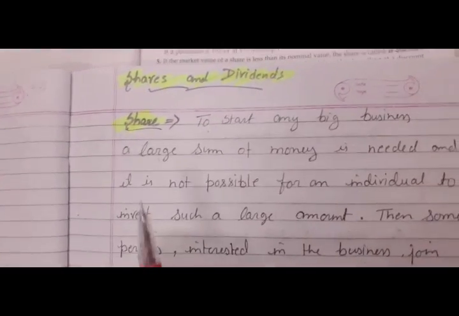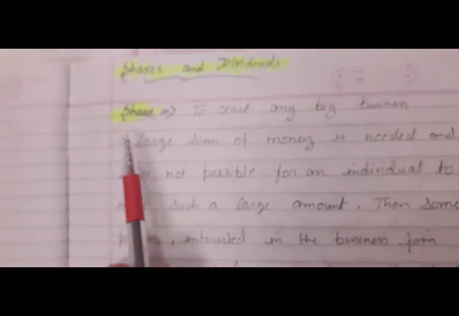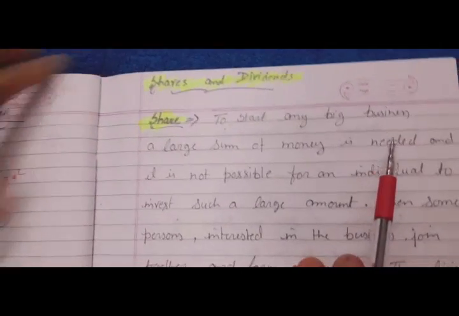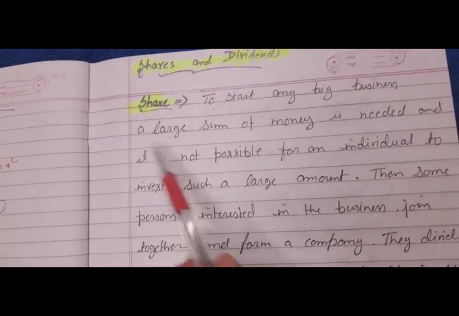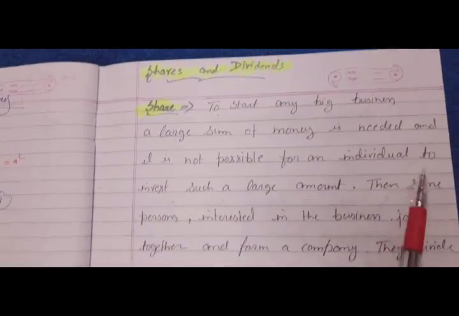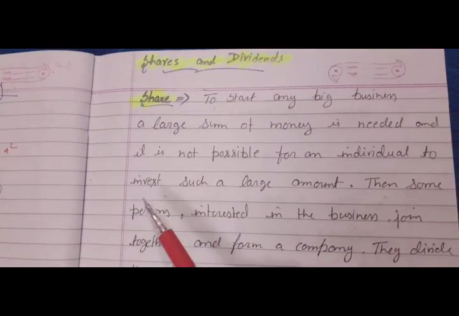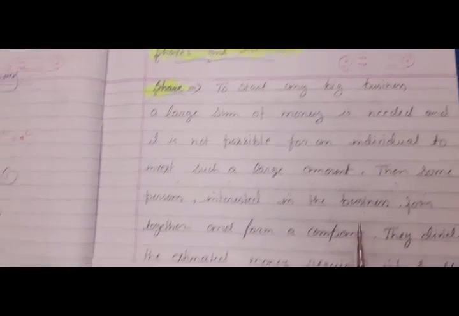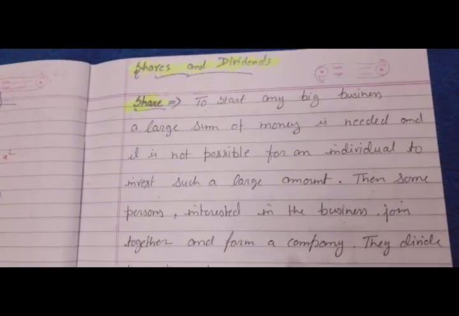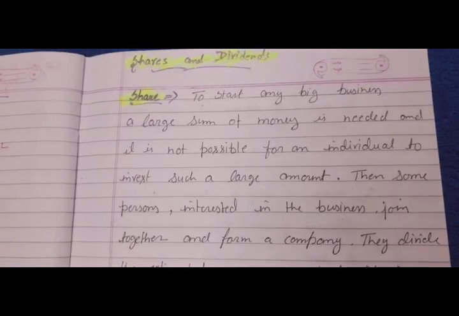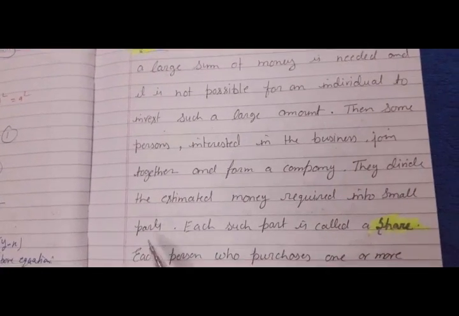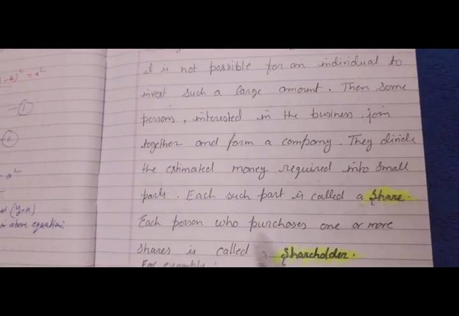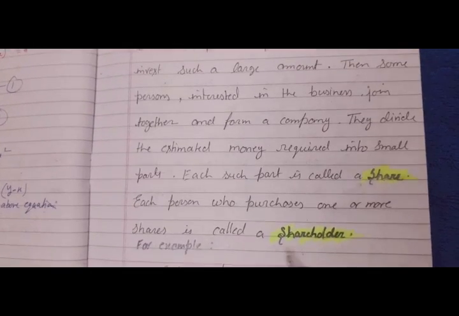First of all, I have noted here something about the word share. To start any big business, what do we need? A large sum of money. And it is not possible for an individual to invest such a large amount. Then some persons interested in the business join together and form a company. They divide the estimated money required into small parts. Each such part is called a share. Each person who purchases one or more shares is called a shareholder.